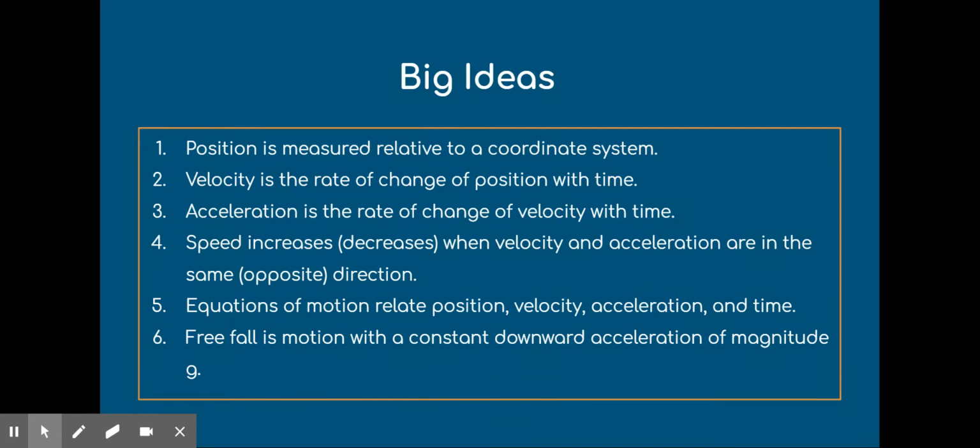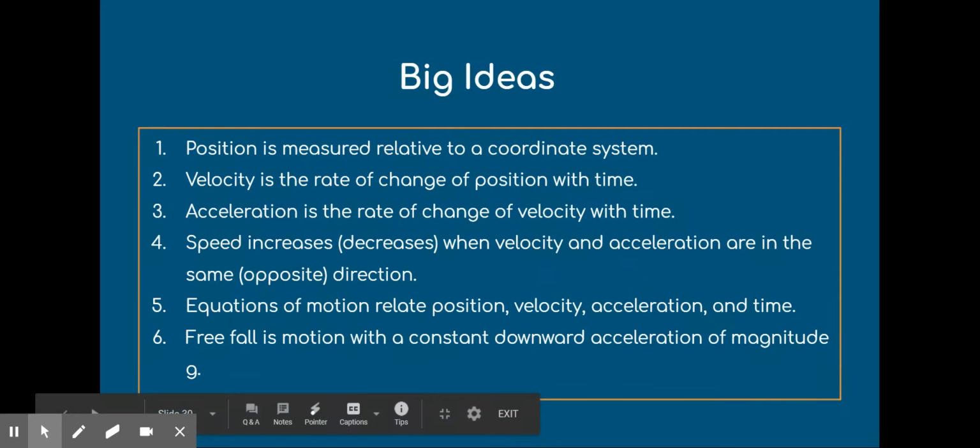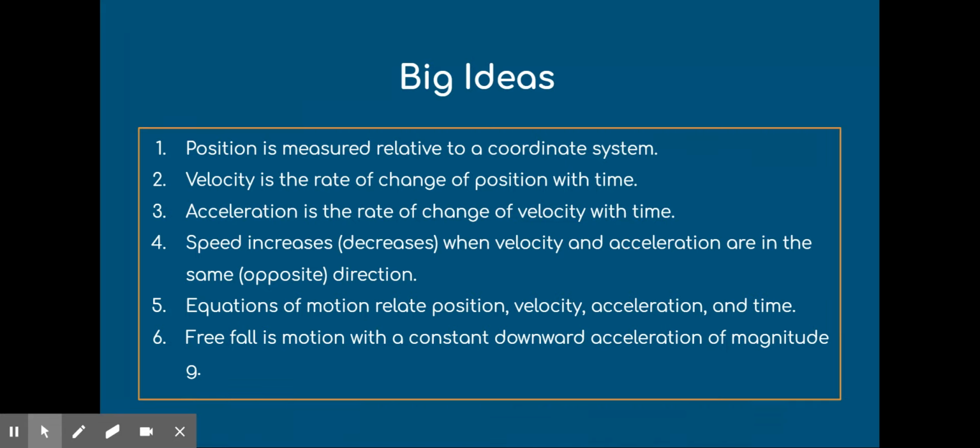So that is it for this. At this point, you should have a pretty decent grasp of coordinate systems, velocity, acceleration, speed as it relates to velocity and acceleration, the equations of motion, and free fall. Again, this was just a concept video.